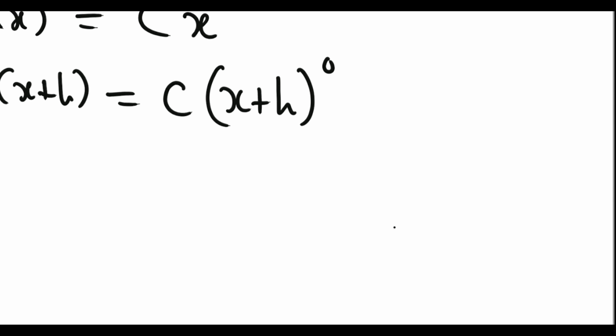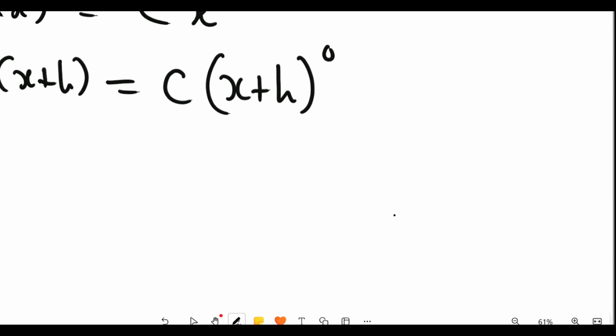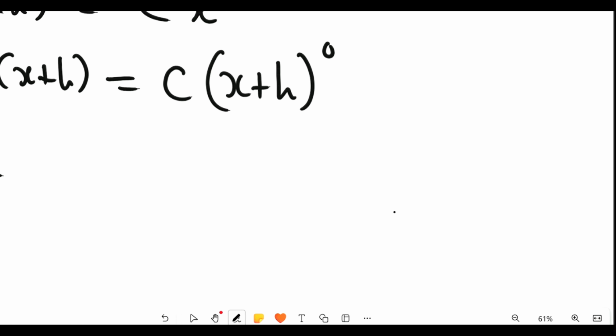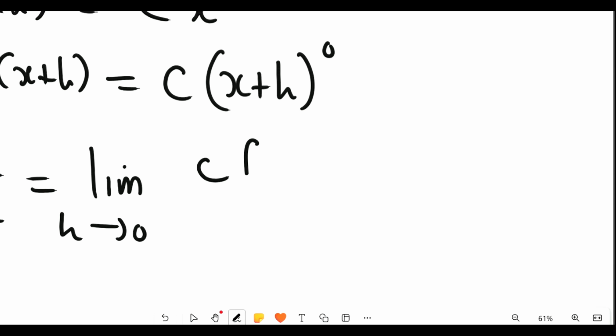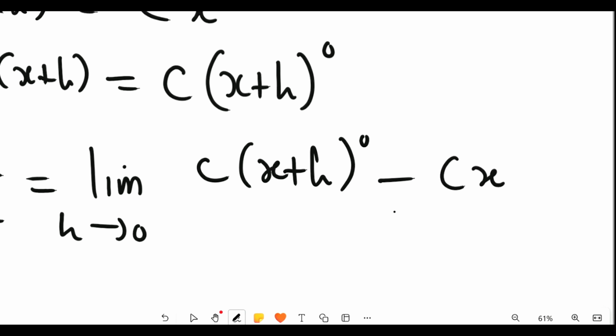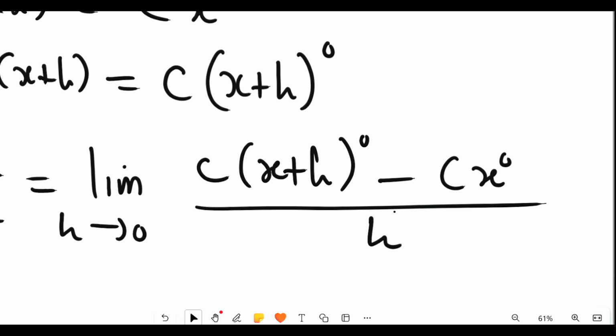So we can now plug in the various components into the formula. So we have our dy dx equal to the limit as h approaches 0. Then we have c multiplying x plus h, in bracket having a power of 0, minus the original function, which is c x power 0, all divided by h.